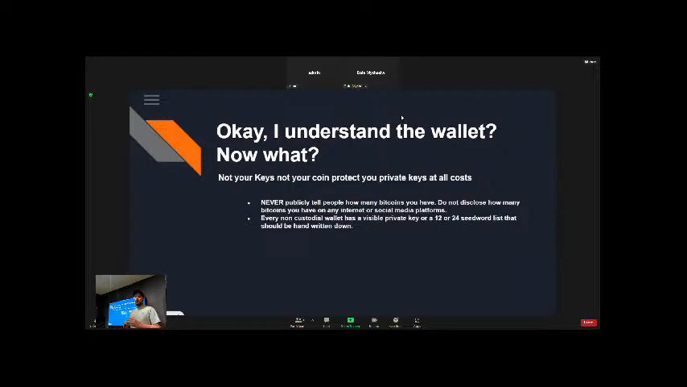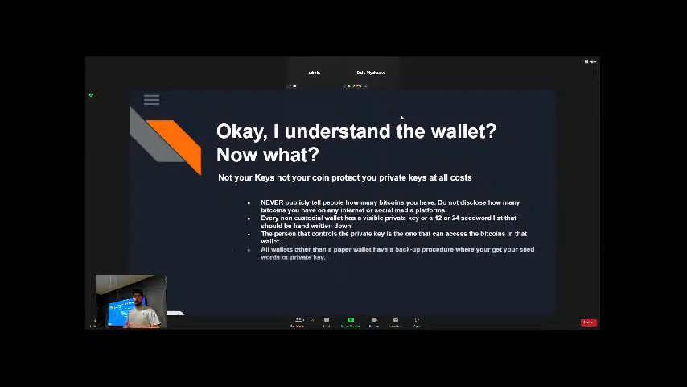Every non-custodial wallet has a visible private key. Most of the time nowadays, that's translated into a 12 or 24 word seed phrase. So when you back up your wallet, it's going to give you 12 words, 24 words. There are some more obscure wallet types that have 18 or 25 words. But as a rule of thumb, it will be 12 or 24. And it's really important that those be handwritten down, no pictures, no photocopies, nothing along those lines. The person that controls the keys obviously controls the coin, right? Again, just reinforcing that idea: don't share them with anyone, not even your wives or husbands or whoever.